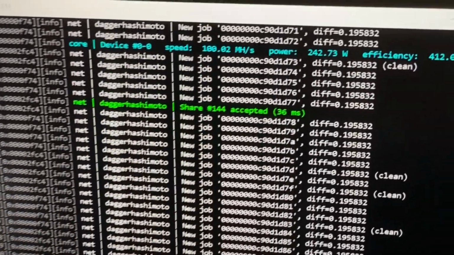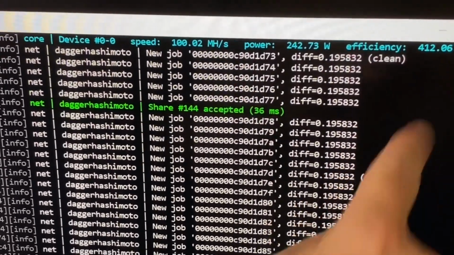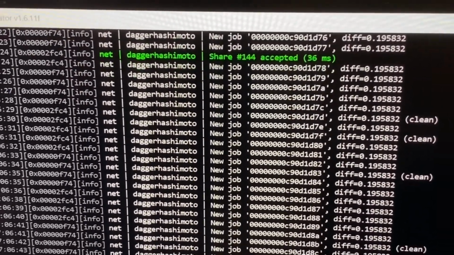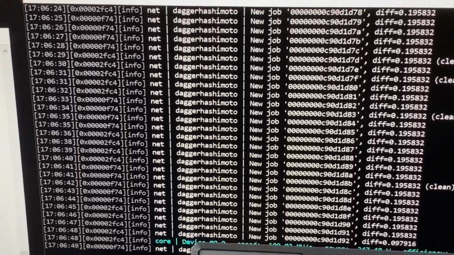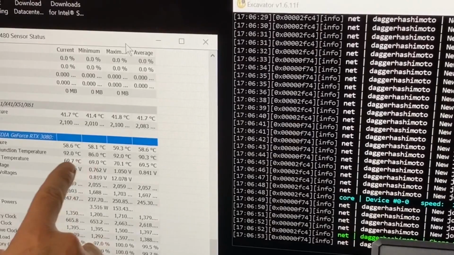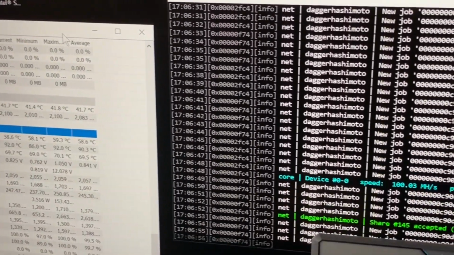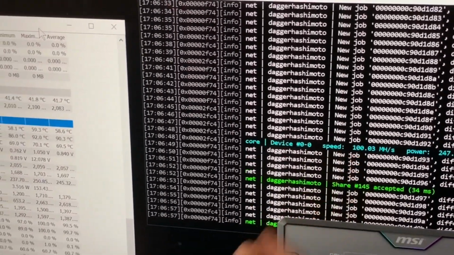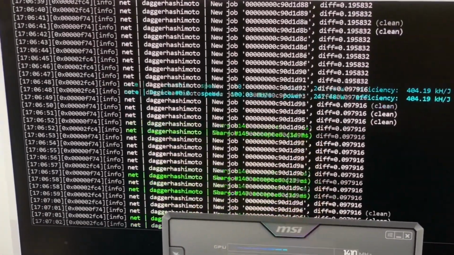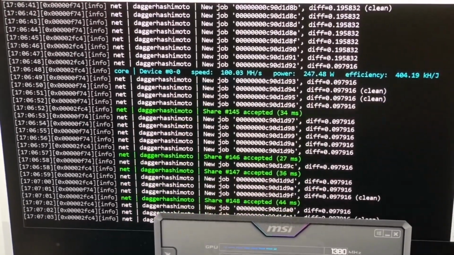100 mega hash. 412 efficiency at 242 watts. And I thought, wow, how's this card doing? Turn over here, look at the memory junctions. We're at 92 degrees. Fan is sitting comfortably at 65, 100.3, 404, and still under 250 watts. This is great. The sky's the limit.